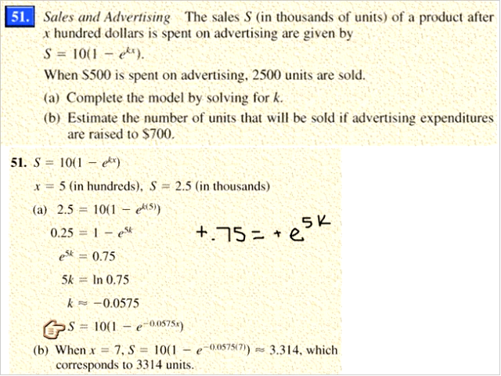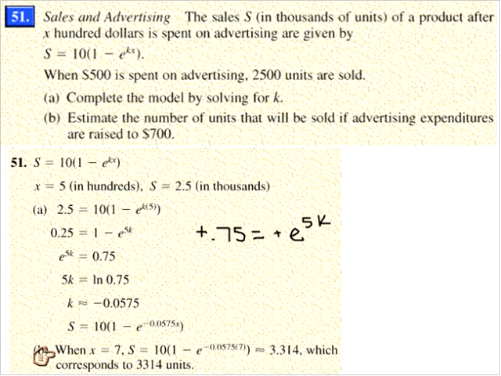Part B, estimate the number of units that will be sold if advertising expenditures are raised to 700. So this time when x equals 7, let's see what we get. We plug 7 in for x, and we can use our calculator, and you should get 3.314. And remember that is in thousands, so that's 3,314.